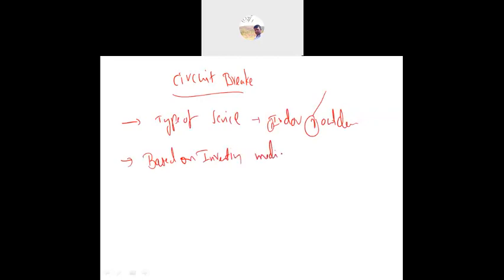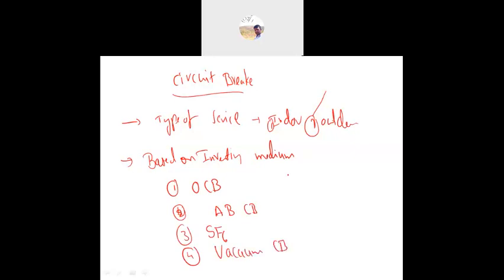Based upon the interrupting medium, we have the oil circuit breaker, OCB. Next we have the air blast circuit breaker. Next we have the SF6 circuit breaker, and the vacuum circuit breaker.